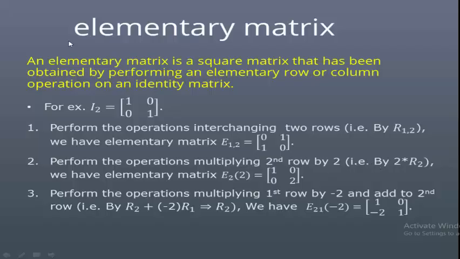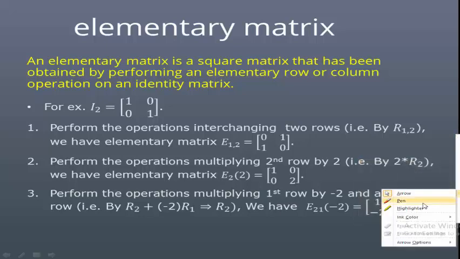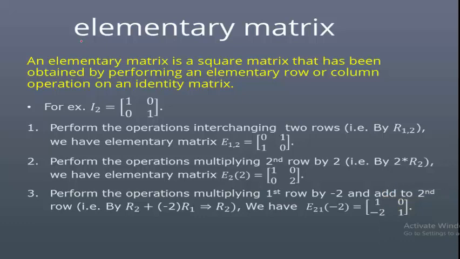Friends, in this lecture we will see what is an elementary matrix and the types of elementary matrices. So first we will see what is an elementary matrix. An elementary matrix is a square matrix that has been obtained by performing an elementary row or column operation, that is, a matrix obtained by performing an elementary row or column operation on an identity matrix.